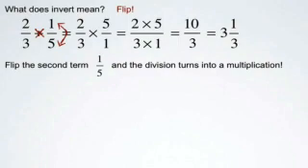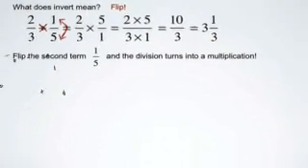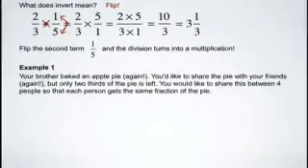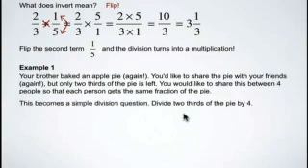So let's look at an example. Your brother baked another apple pie, and you'd like to share this pie with your friends, but there is only 2/3 of the pie left. You'd like to share it equally between 4 people and make sure that each person gets the same fraction or the same size piece. This is a simple division question. We're going to take the 2/3 of the pie that is left and divide it into 4 so each person gets an equal share. 2/3 divided by 4.